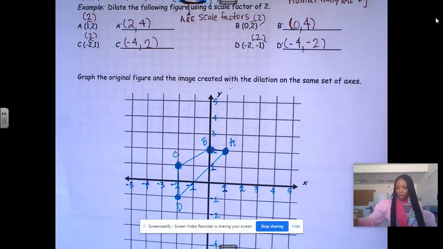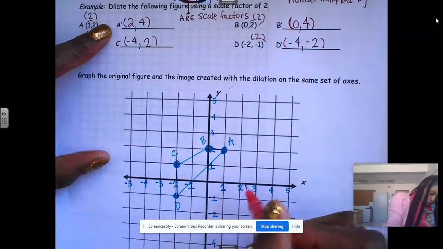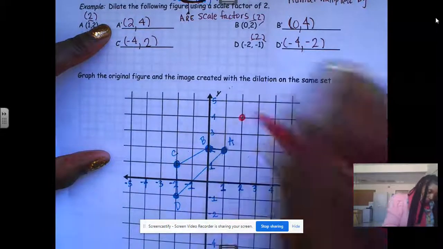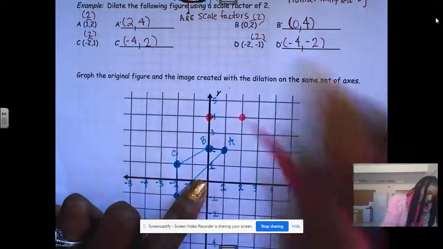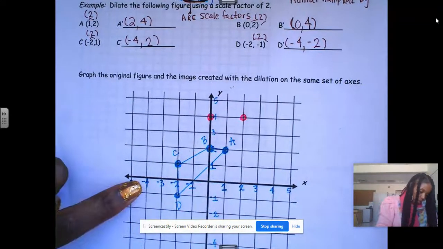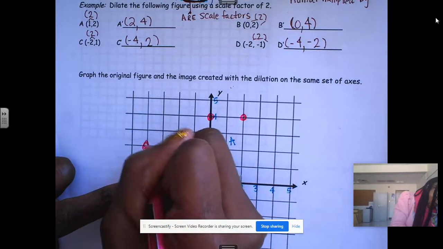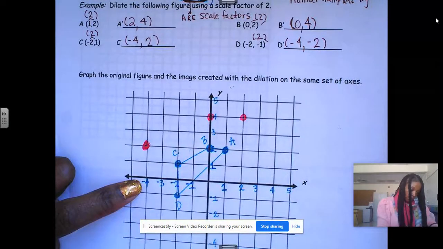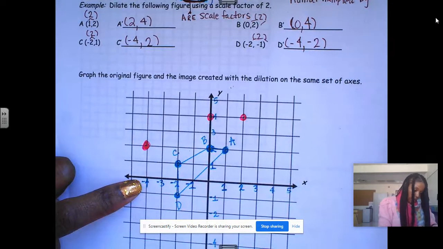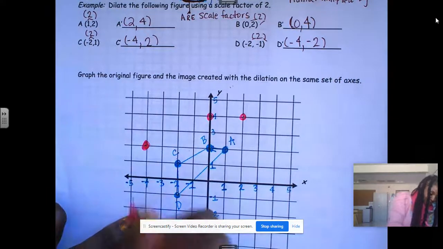Now, all I'm going to do is replot, but now I'm plotting my prime numbers. So this is going to be 2, 4, so 2 is going to go up to 4. 0, 4, right here. -4, -2 here. And then, no, it was -4, +2, and then -4, -2.